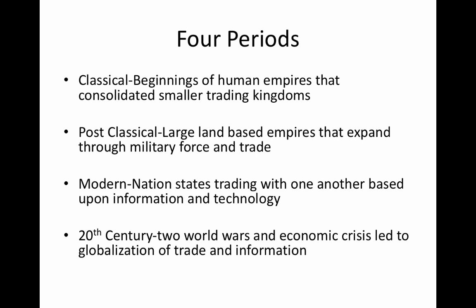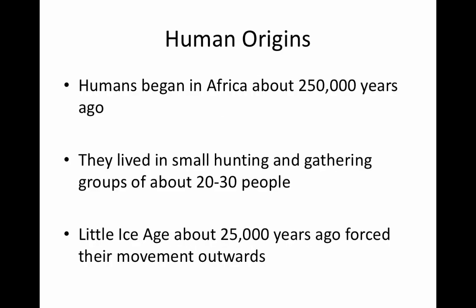The modern nation state then comes up, and the nation state of the modern period is really one that trades with one another based upon information and a dissemination of technology. And then finally we get to this century, which really includes the 20th and 21st century, and that's where we see two major world wars and a huge economic crisis that would lead to the globalization of trade and information.